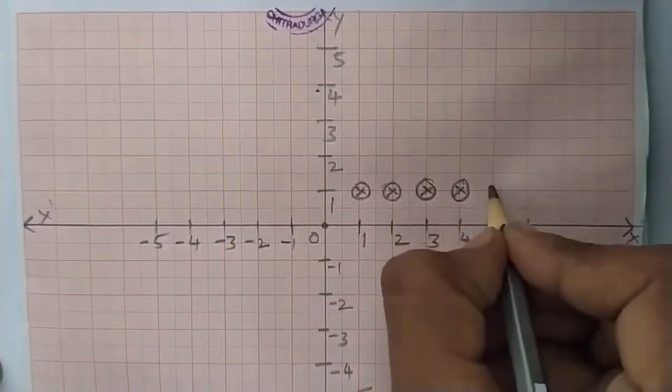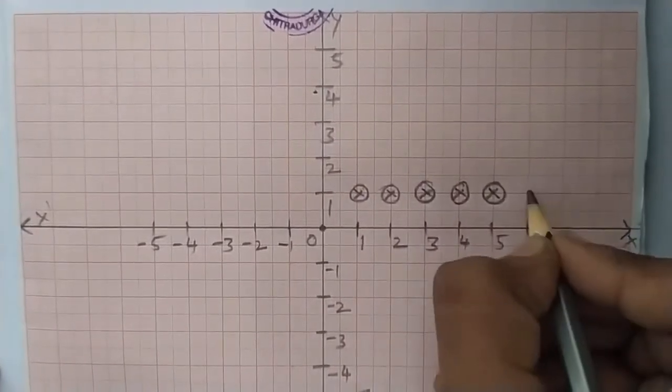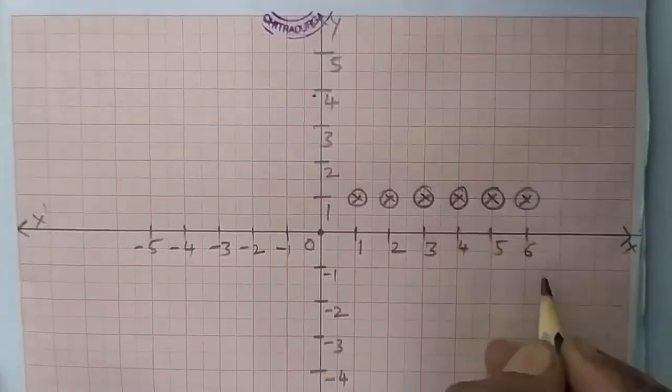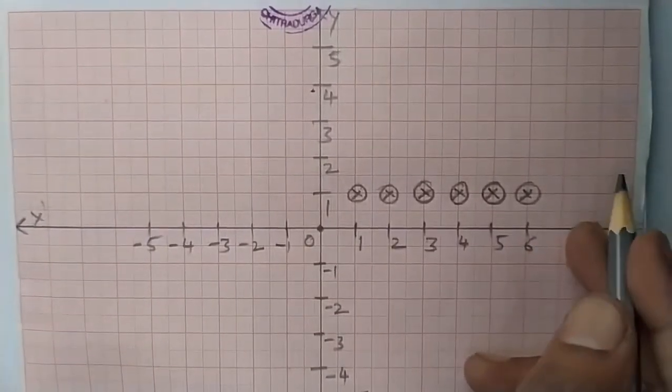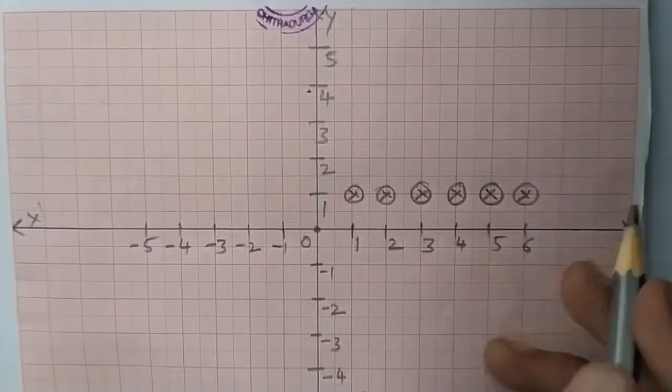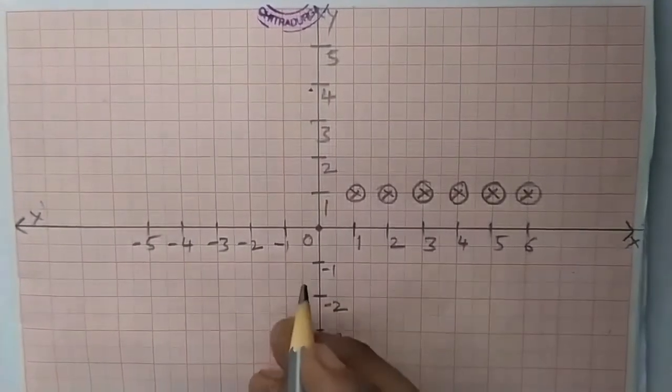If x equals plus 5, f of x equals plus 1. If x equals plus 6, f of x equals plus 1. If x equals 7, plus 1. If x equals 20, plus 1. If x equals 100, plus 1 only. If x equals 200, plus 1 only, like that.